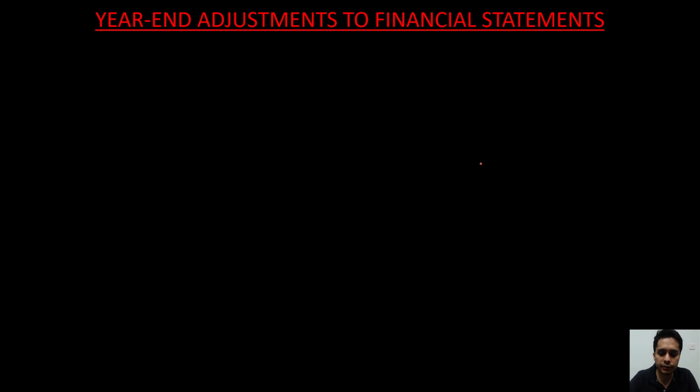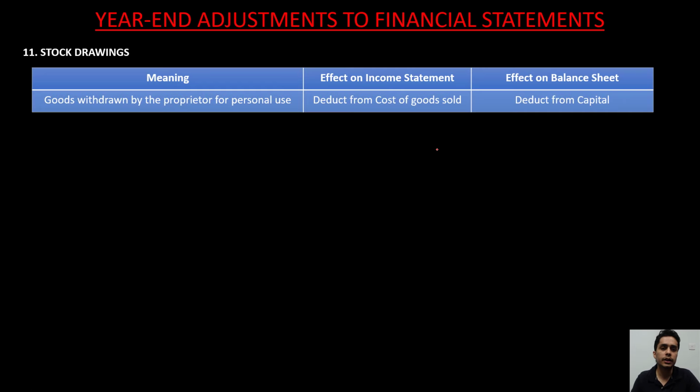And our last adjustment, finally, we have stock drawings. Now, what do you mean by stock drawings? Stock drawing means goods withdrawn by the owner for personal use. The goods that were actually purchased for reselling in the business, the owner has withdrawn them for personal use.